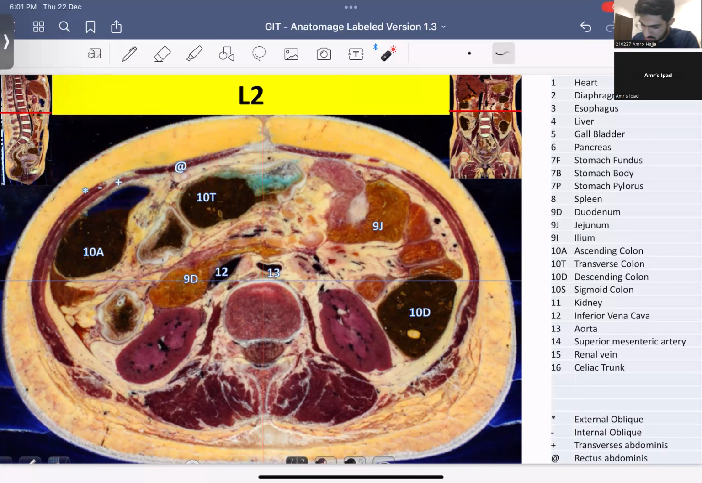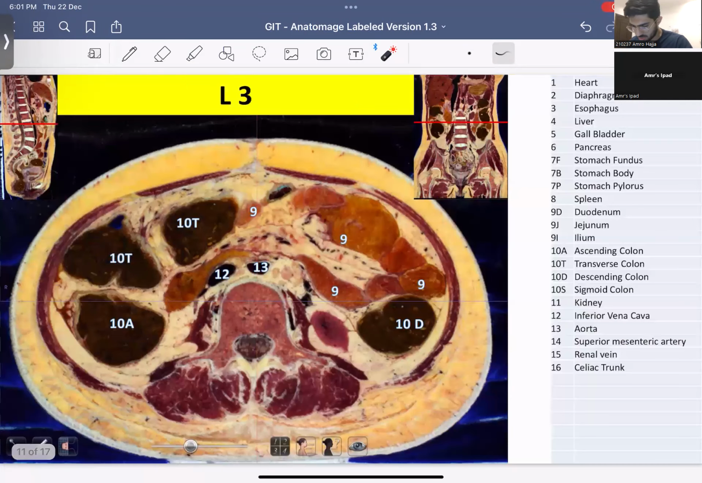So this is the ascending colon, transverse colon, color of feces, descending colon, color of feces. The orange color is going to be the small intestine. Here we have the jejunum and the duodenum. Here we have the vessels: this is the inferior vena cava, and this is the abdominal aorta. Now this is L2, and most likely they are interested in this area. Now moving on to L3.